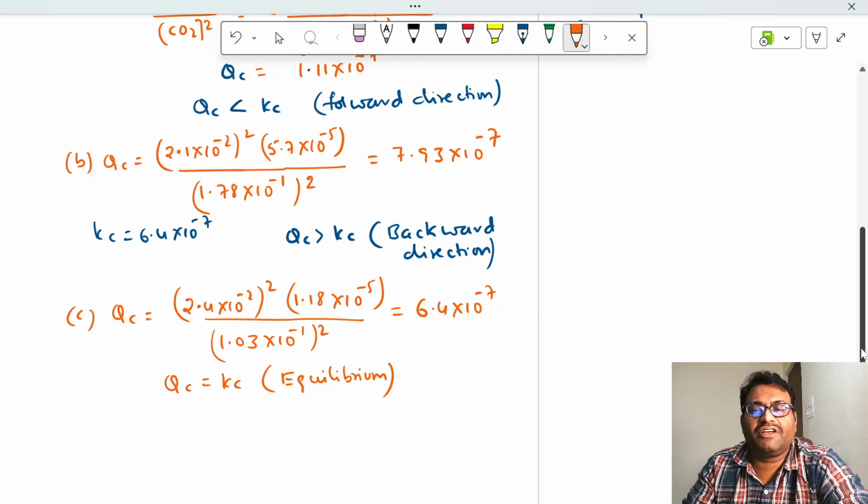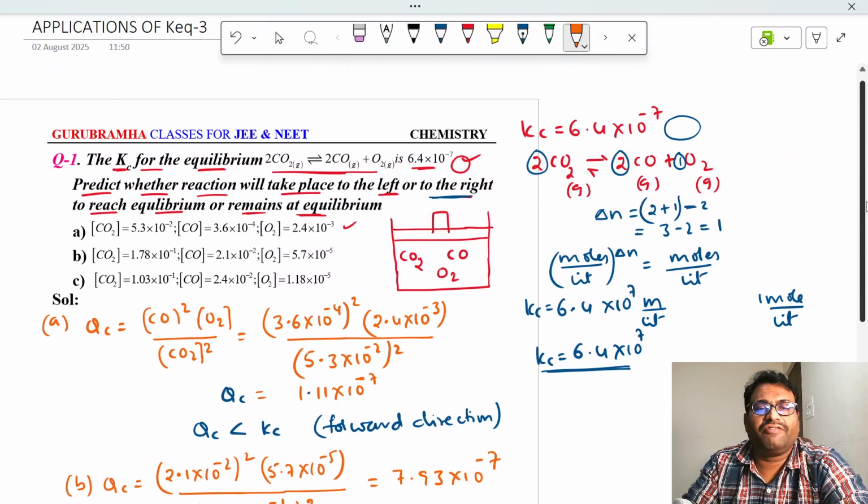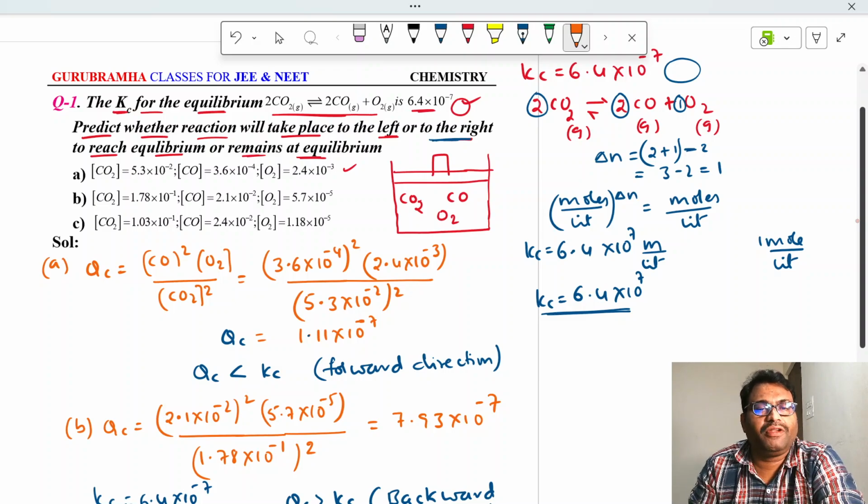Understood? So such questions are given in JEE Mains level and the NEET level of examination also. So we must understand the question that these concentrations are the concentrations of the reactants and products in the container. And by calculating QC and comparing it with KC, we will be able to understand whether QC is greater than KC or KC greater than QC or KC is equal to QC. Right? So this part of the application of KC is very important because the direction of the reversible reaction is asked in the examination. Right?